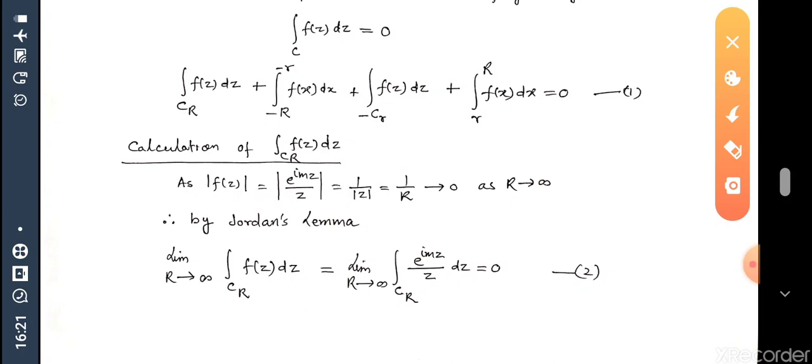First we calculate the value of the integral over C_R of f(z) dz. Here the value of 1/|z| tends to 0 as R tends to infinity. f(z) satisfies all the conditions of Jordan's lemma. Therefore, by Jordan's lemma, the limit as capital R tends to infinity of the integral over C_R of e raised to the power i m z upon z is equal to 0.